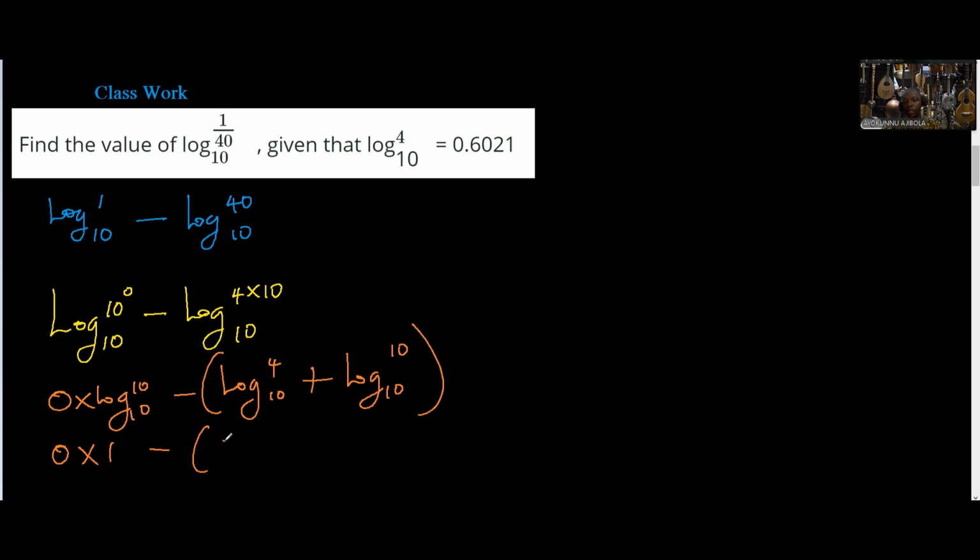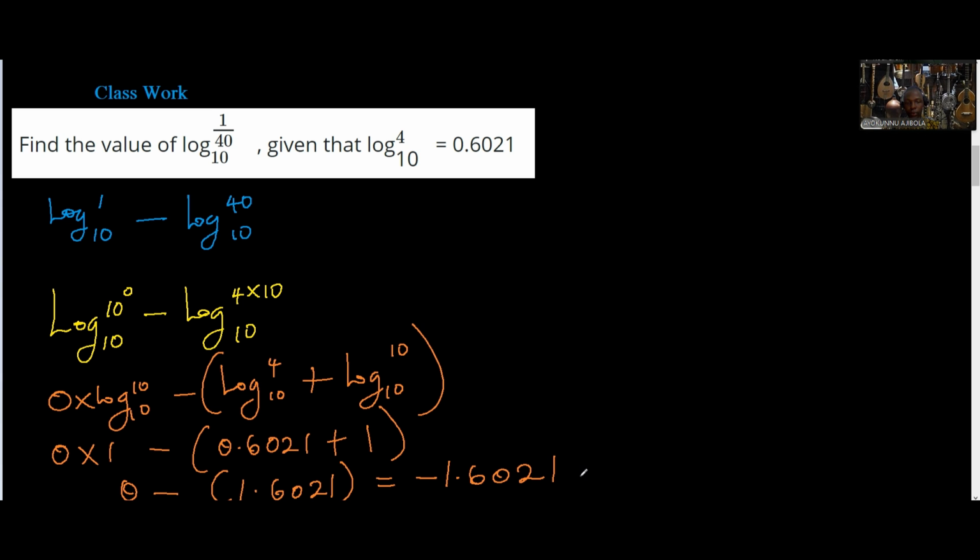Log 4 base 10 is 0.6021. Then the other one, log of the same base is 1. So this is 1 here. Then I have 0 times 1 is 0. So I have 0 minus whatever is in the bracket. It's going to be 1.6021. So 0 minus 1.6021, the final answer will be minus 1.6021. So is this clear to you? Yes, sir. Okay, take some time, write down the question and the solution. Then we'll continue from there.